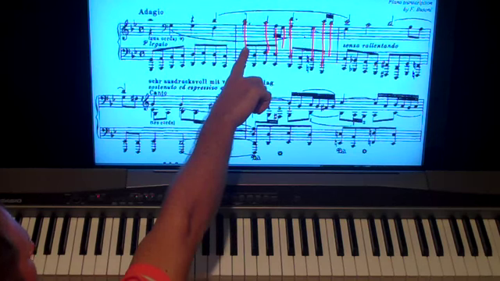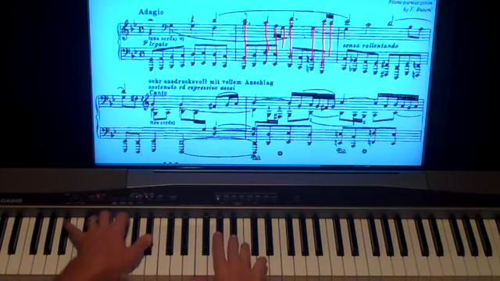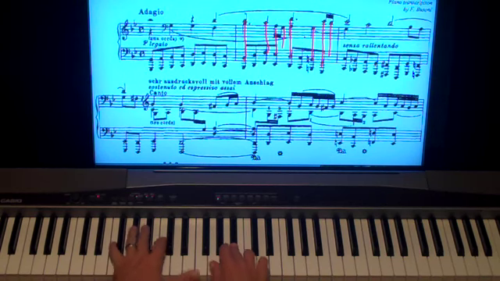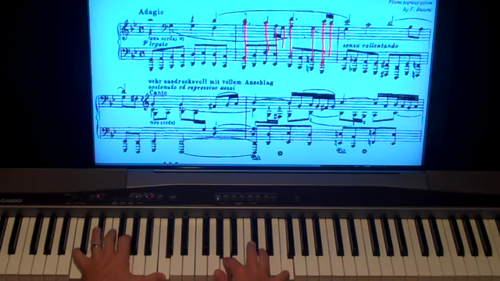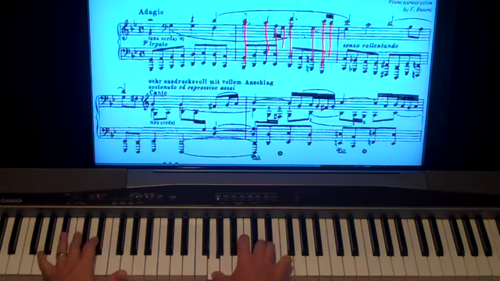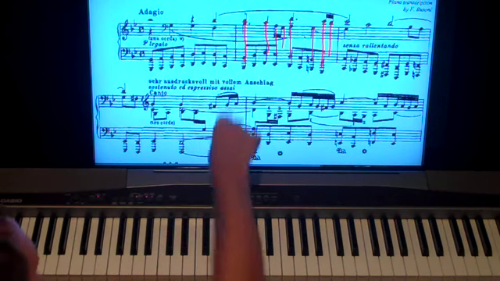Okay, ready and go. And 1, 2, 3, 4. 1, 2. Let's do it again. Go.